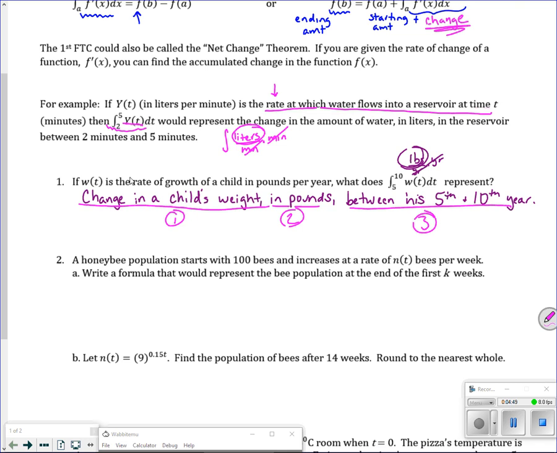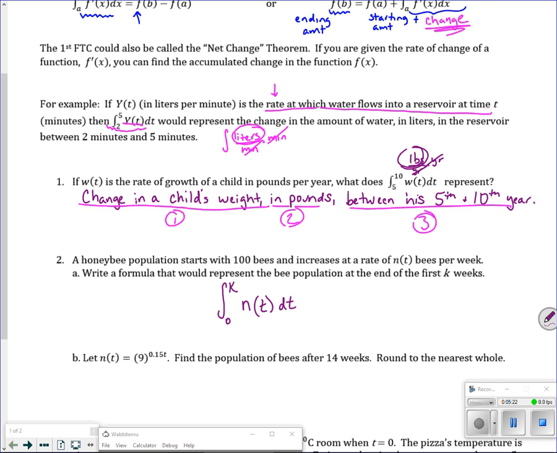All right, number 2. A honeybee population starts with 100 bees and increases at a rate of n of t bees per week. Write a formula that would represent the bee population at the end of the first k weeks. So here's what I want you to see. If I ask you the integral from 0 to k, the first k weeks, and I'm going to integrate this rate in bees per week, would that give me the number of bees?